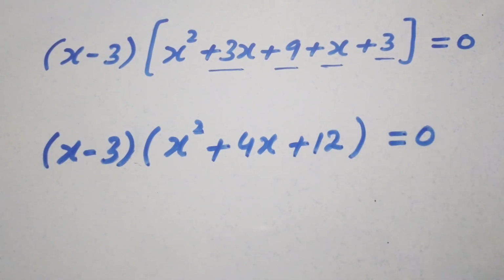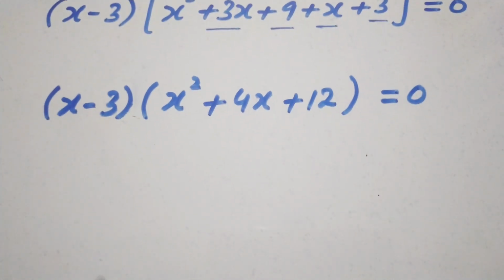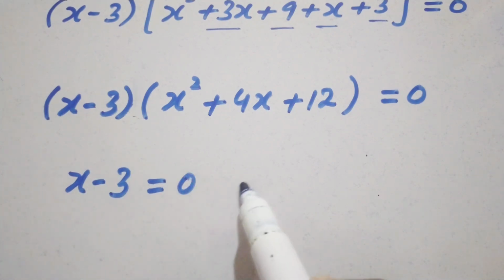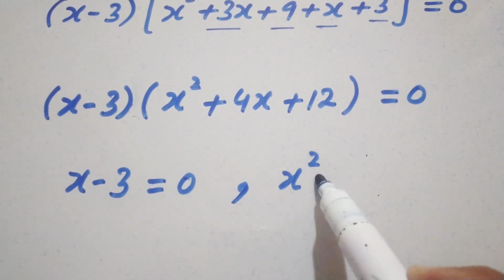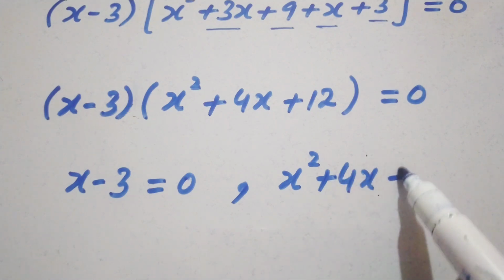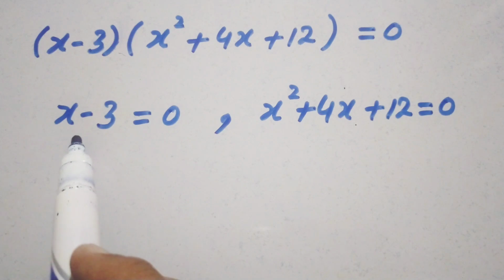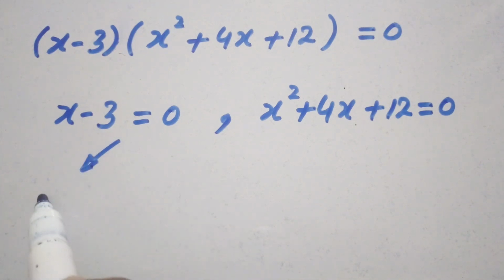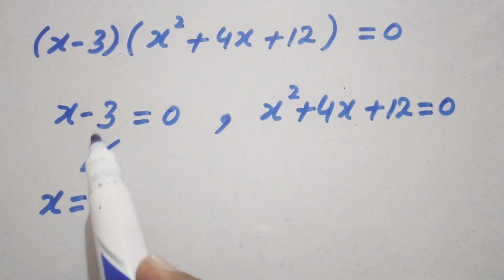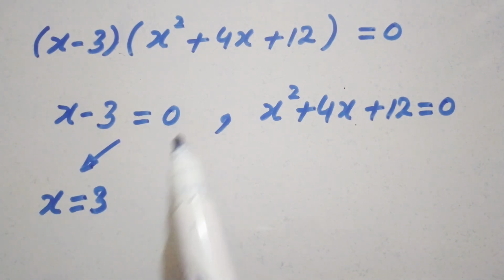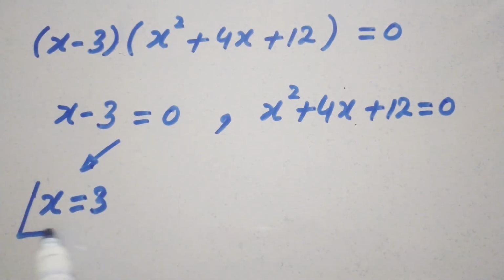Is equal to 0. Now we have two factors, and by using zero product rule here, x minus 3 is equal to 0, and x squared plus 4x plus 12 is equal to 0. From this we get x is equal to 3. By moving this negative 3 from left hand side to right hand side, this will become 0 plus 3, which is 3. This is the first value of x.